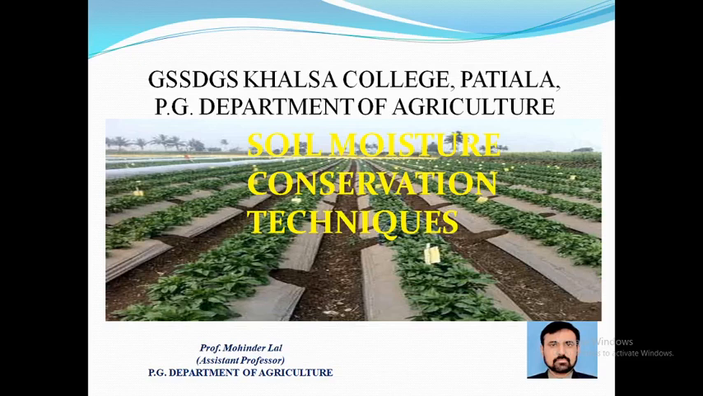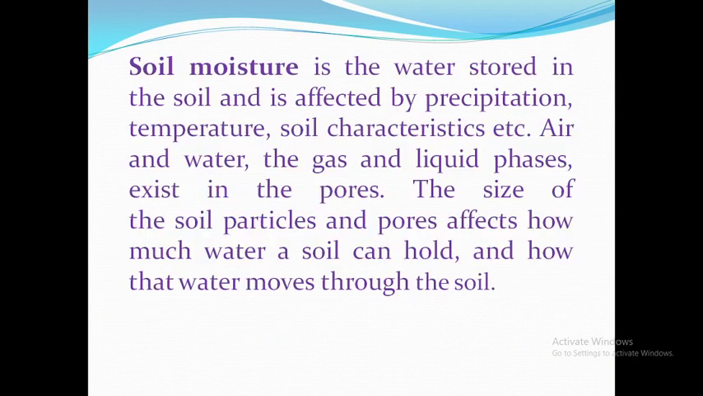Dear students, now I am presenting a lecture on soil moisture conservation techniques. First, what is soil moisture? Soil moisture is water stored in the soil and is affected by precipitation, temperature, soil characteristics, etc. Generally, soil moisture will range from 10% to 45%, but can be higher during and after watering.